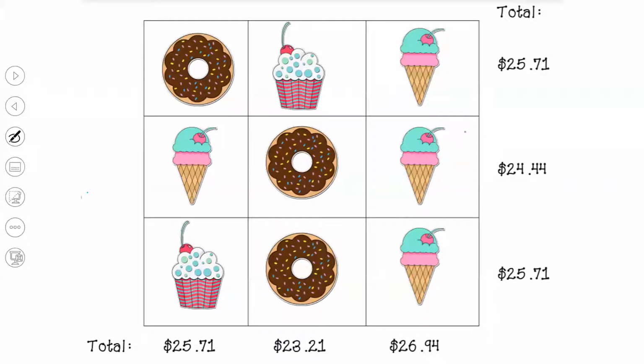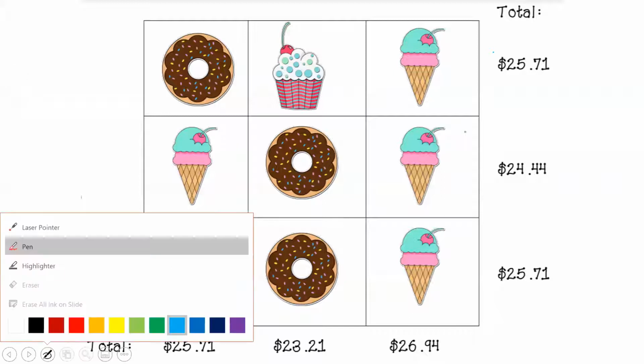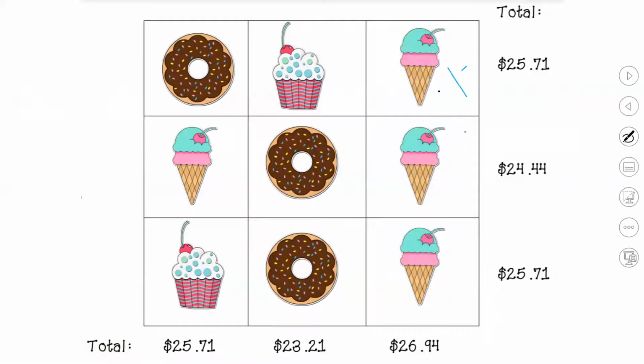All right, so we're writing equations to try to figure out the price of the ice cream, the cupcake, and the donut. And we said that we're going to start here with our ice cream. Do I know the price of one ice cream just by looking at this board? No. And if I don't know something in math, what do we give it? A variable. Okay, so I'm going to use the letter X for all of my ice creams.